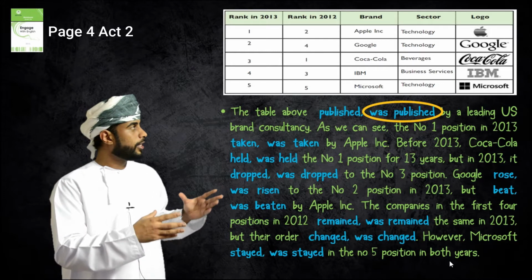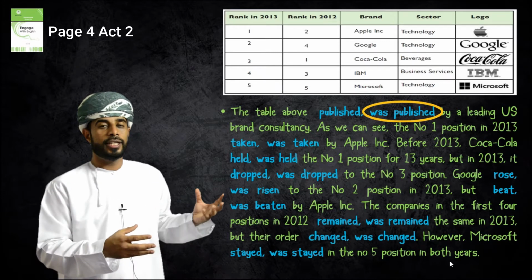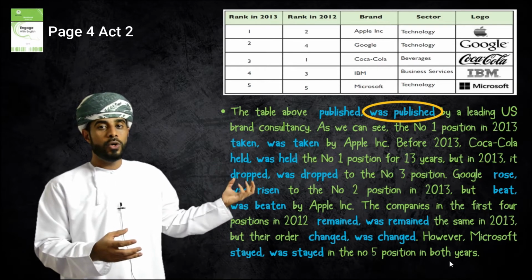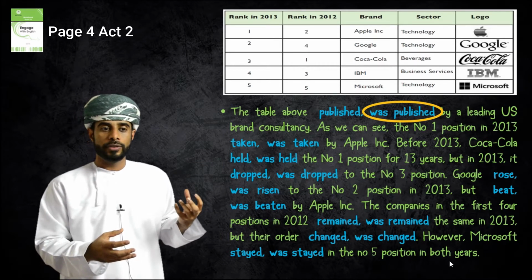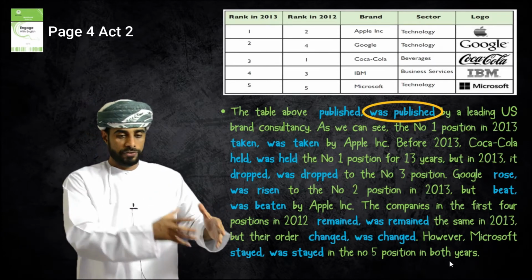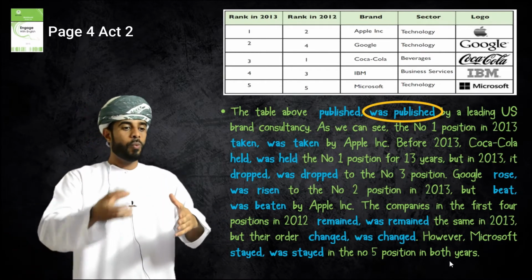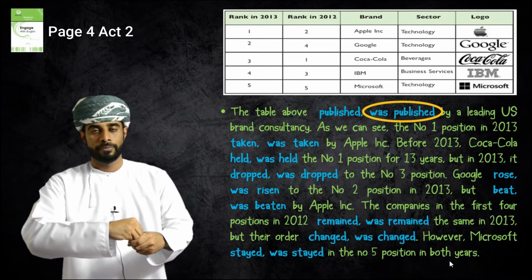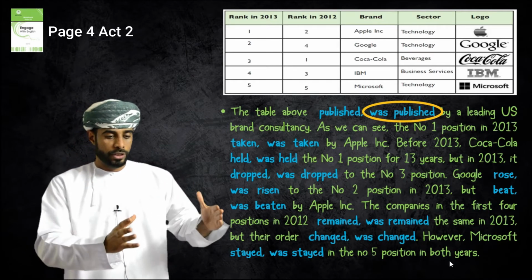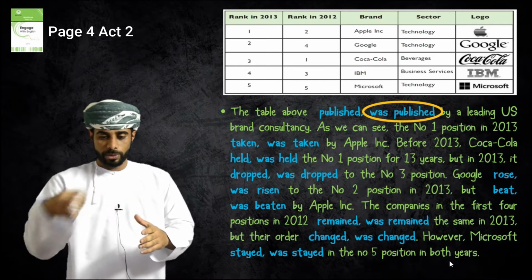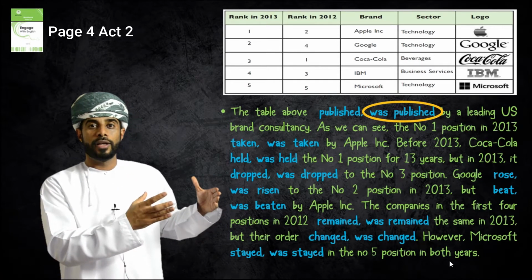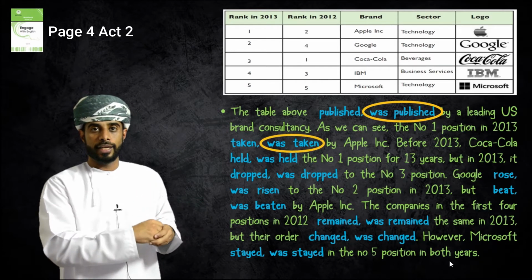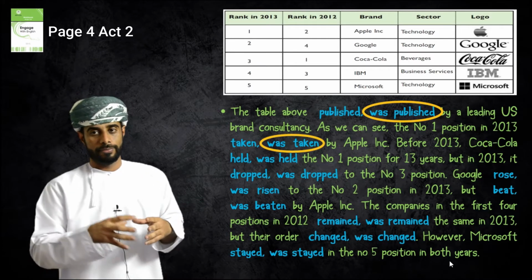The next sentence: as we can see, the number one position in 2013 taken or was taken. Think of it. Does the position take something, or did someone take that position? The company takes the position. So if you start with the position, it says was taken. The position was taken by Apple.